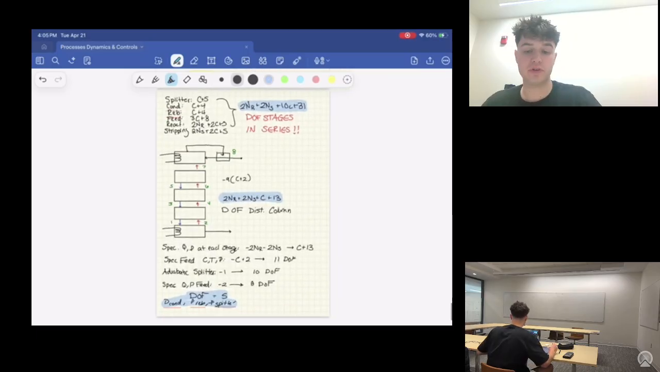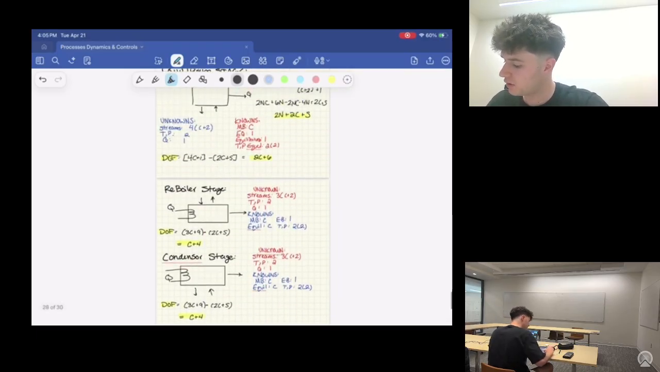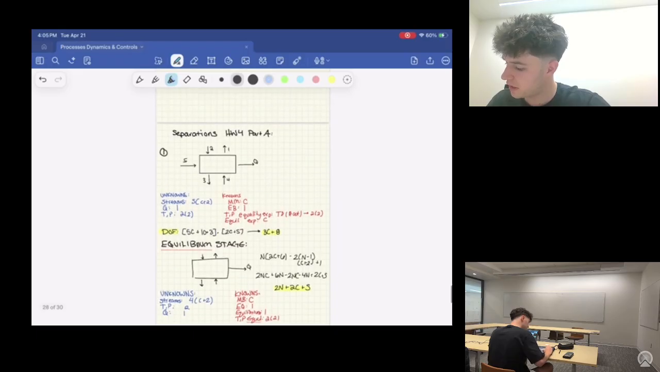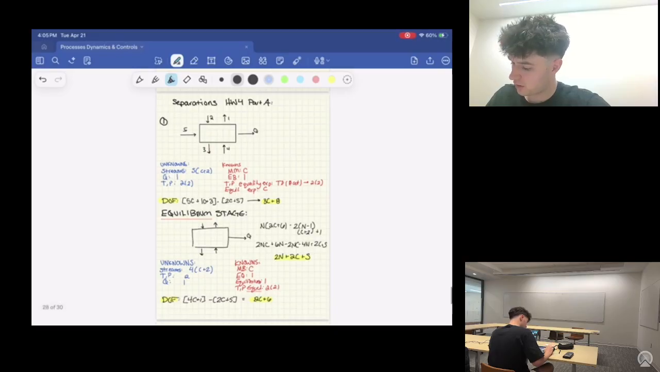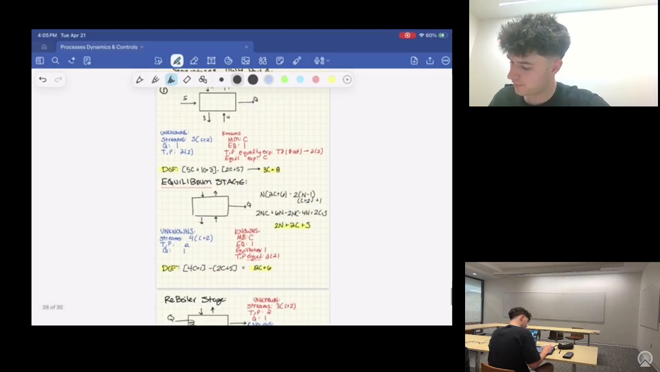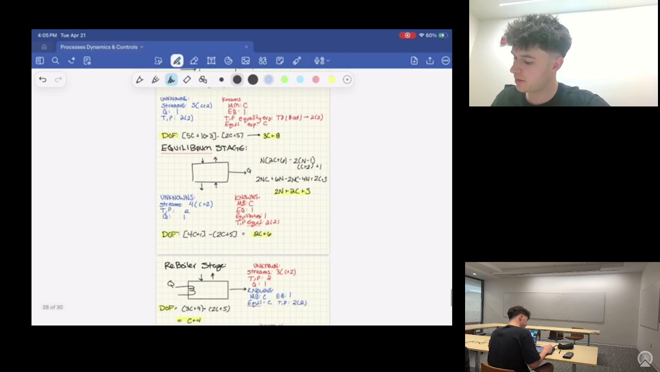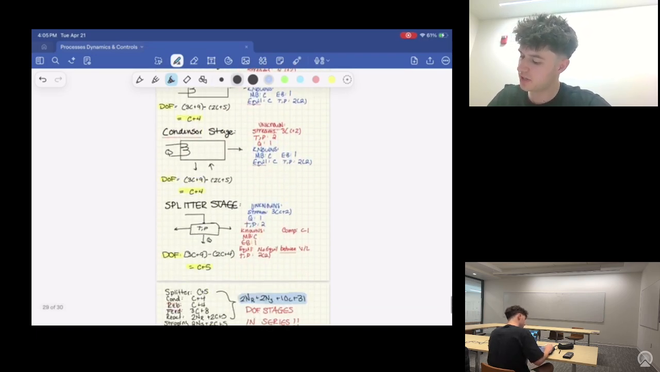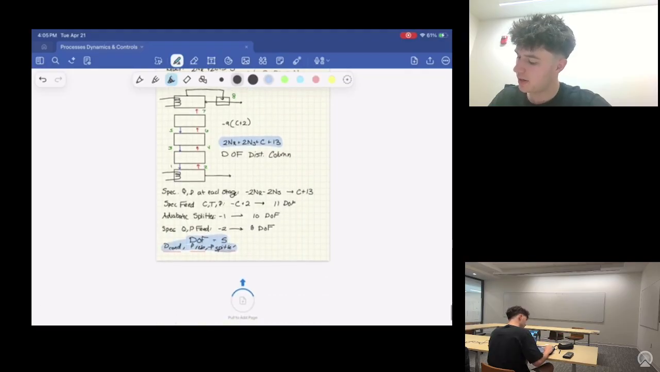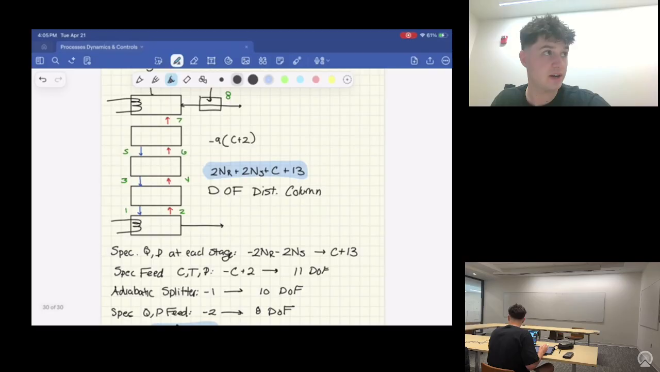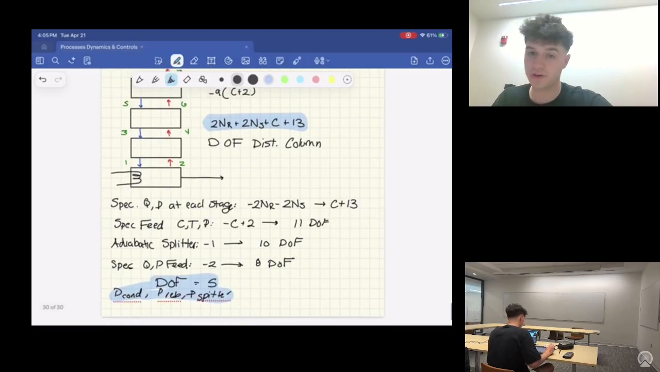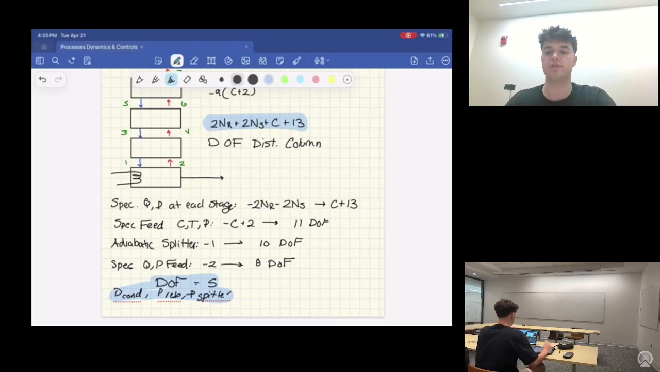So we will review everything that I've done in this video. Actually, I'm sorry. For the first part, we drew this large system. We drew to get 3C plus 8. We then went through our equilibrium stage, our reboiler stage, condenser, splitter, and then we finally broke it down into this distillation column where we arrived at this equation here. And finally, for our degrees of freedom, we equaled 5 as our final answer.